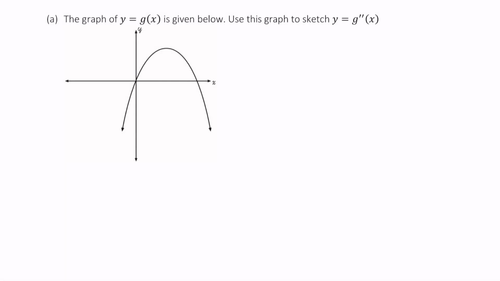Welcome. Here we're given the graph of a function g, and we'd like to sketch its second derivative. Let's begin by considering the first derivative. The first derivative goes from having a positive slope to a negative slope. This tells me that the first derivative is going to be above the x-axis, then below the x-axis. As you can see, it's going to have a negative slope overall, and that tells me that the second derivative will be right here.